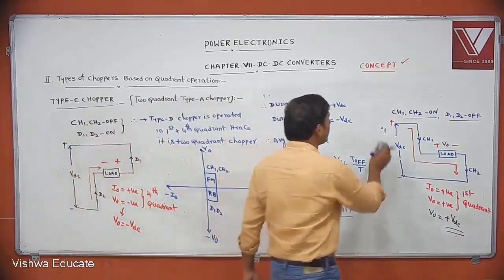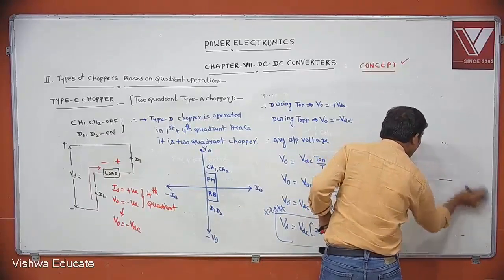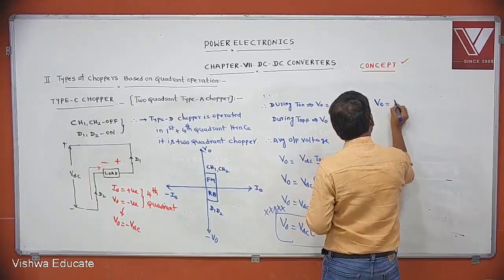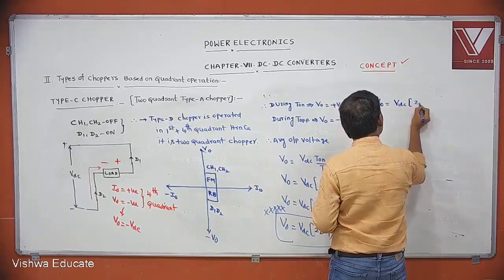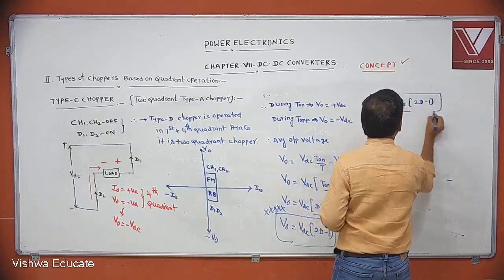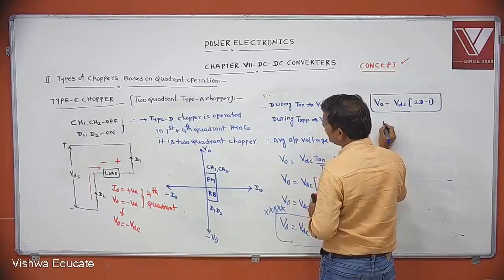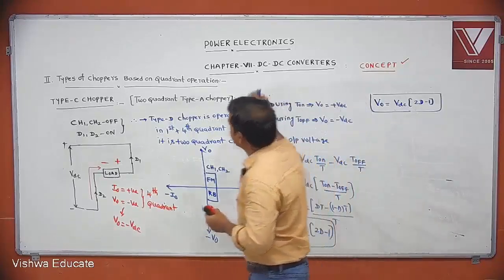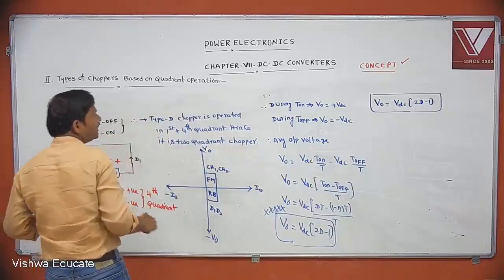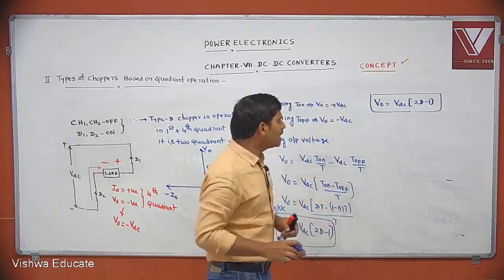From this, I want to write some important observations for competitive exams. We are getting average output voltage equal to VDC into 2D minus 1. This is for type D chopper. This analysis is for type D chopper, not for type C. Continuation of type D: V naught equals VDC into 2D minus 1.